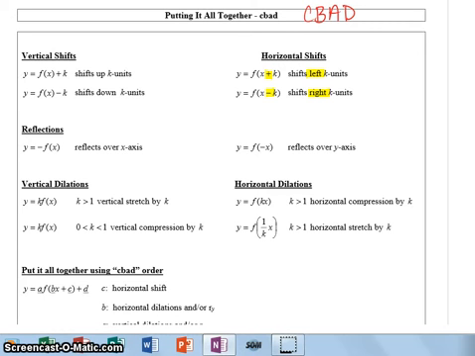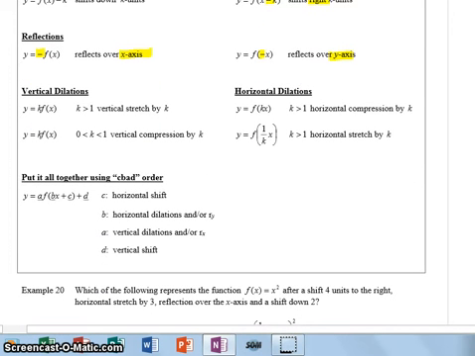And then we talked about shifting it up and down vertically. That was day 1. Day 2, what does it look like if it's a reflection over the x-axis? There's a negative on the outside. A reflection over the y-axis, your negative is inside the parentheses. That was day 2. Day 3, we talked about vertical dilation.